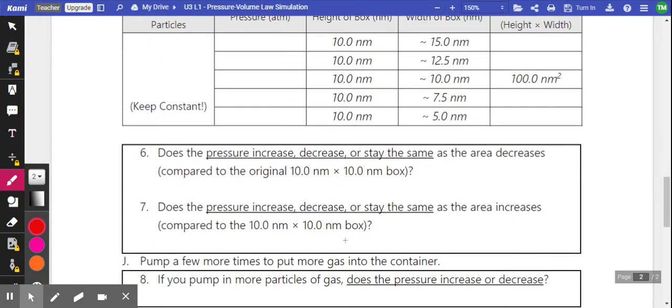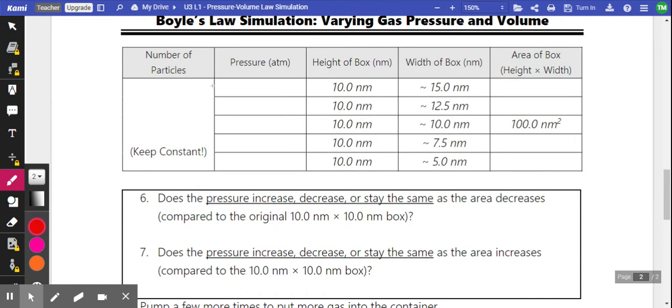To fill in this table down here, this data table looks something like this. We're going to have a number of particles that we're keeping constant, so that's not interfering. If we have more particles hitting the inside of the container, more particles means more pressure. So we don't want to start changing how many particles there are if we're trying to measure pressure in the process.